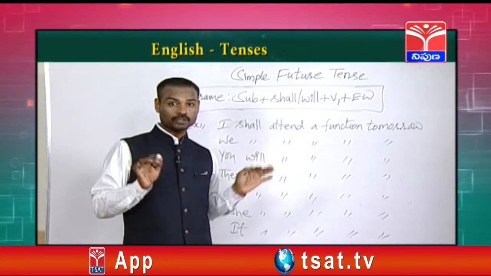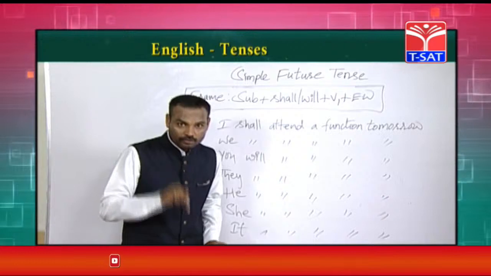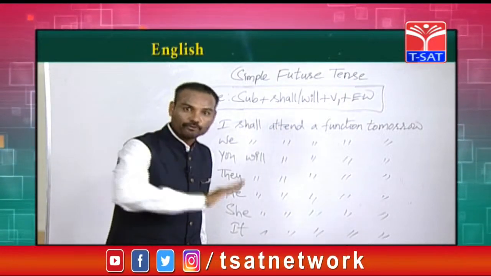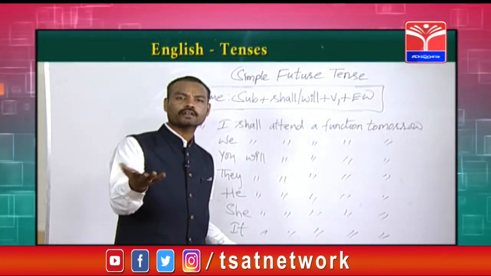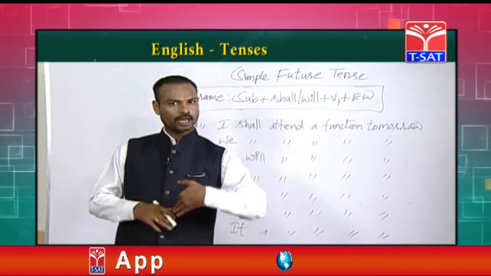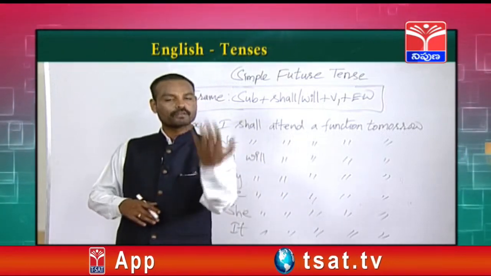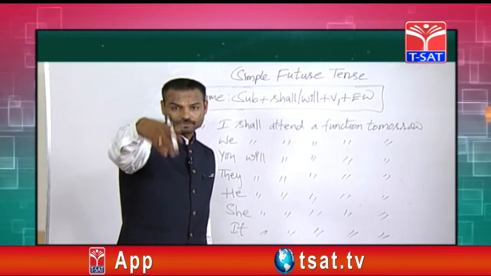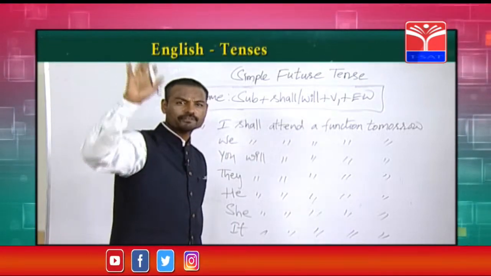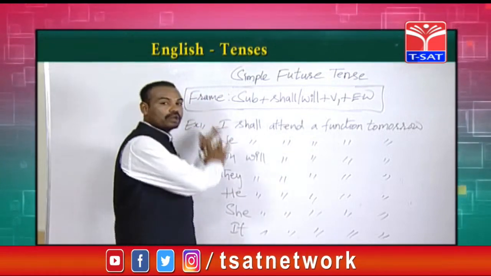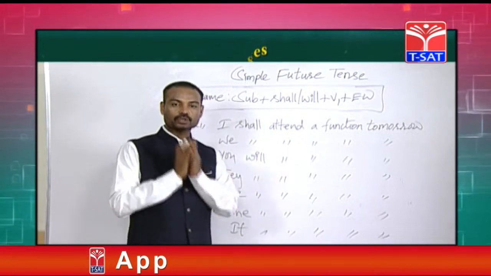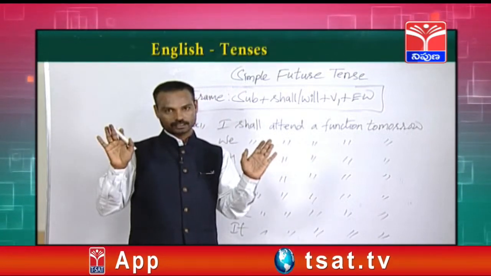Once again, from this moment onwards till the last moment of your life, whatever you are going to do, that comes under future. After 10 seconds, whatever you are going to do, that is called future. Not only after 10 seconds, after 10 minutes or after 1 hour or tomorrow or after 2 days or next week or next month or next year. So friends, this is called future. To tell all your future activities, we should use simple future.